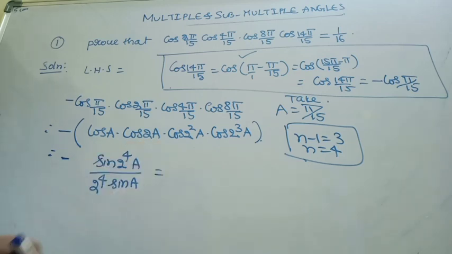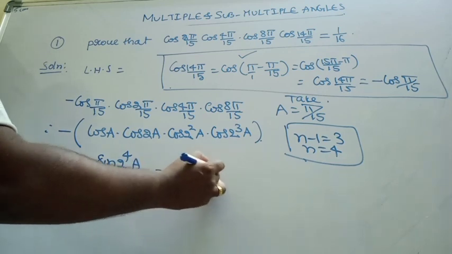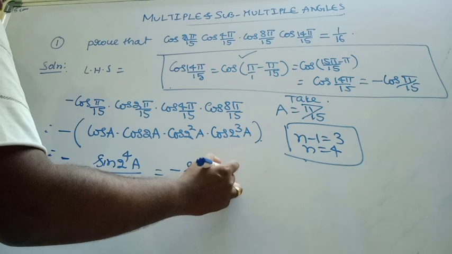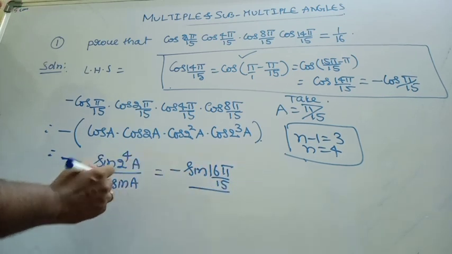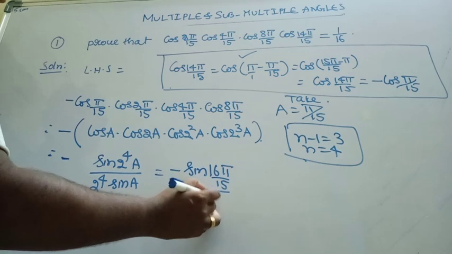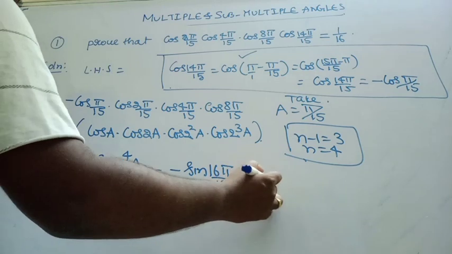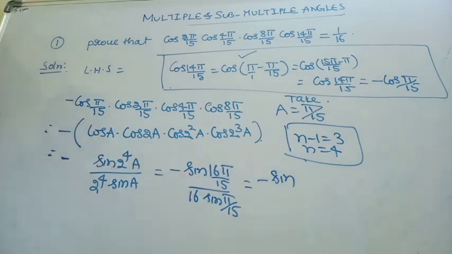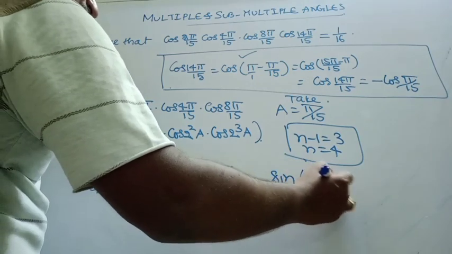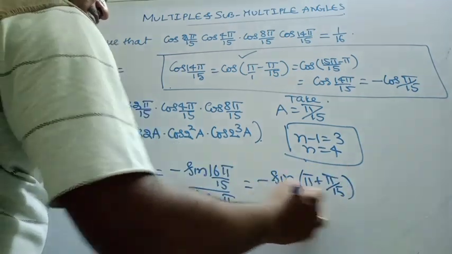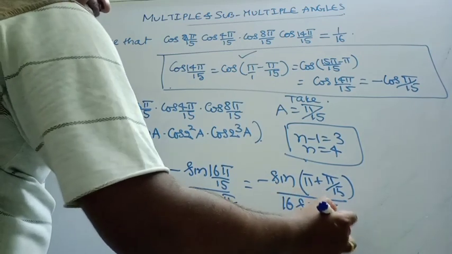Very good. Now this is equal to minus of sin(16A), where A is π/15: sin(16π/15) divided by 16 sin(π/15). And you see, my dear students, minus sin(16π/15) we can write nicely as sin(π plus π/15), whole thing divided by 16 sin(π/15).